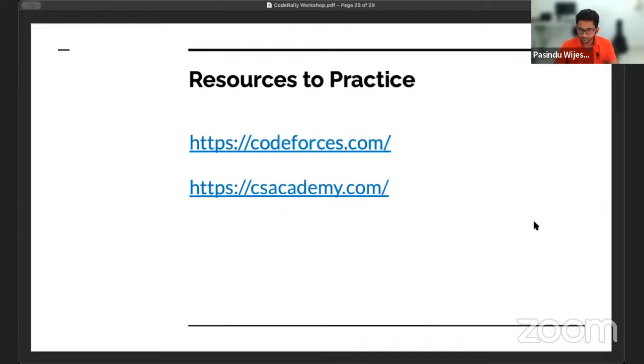That's one. And then the next thing is the main component that we discussed: you need to practice. So these are two resources that I would recommend. So one is Codeforces.